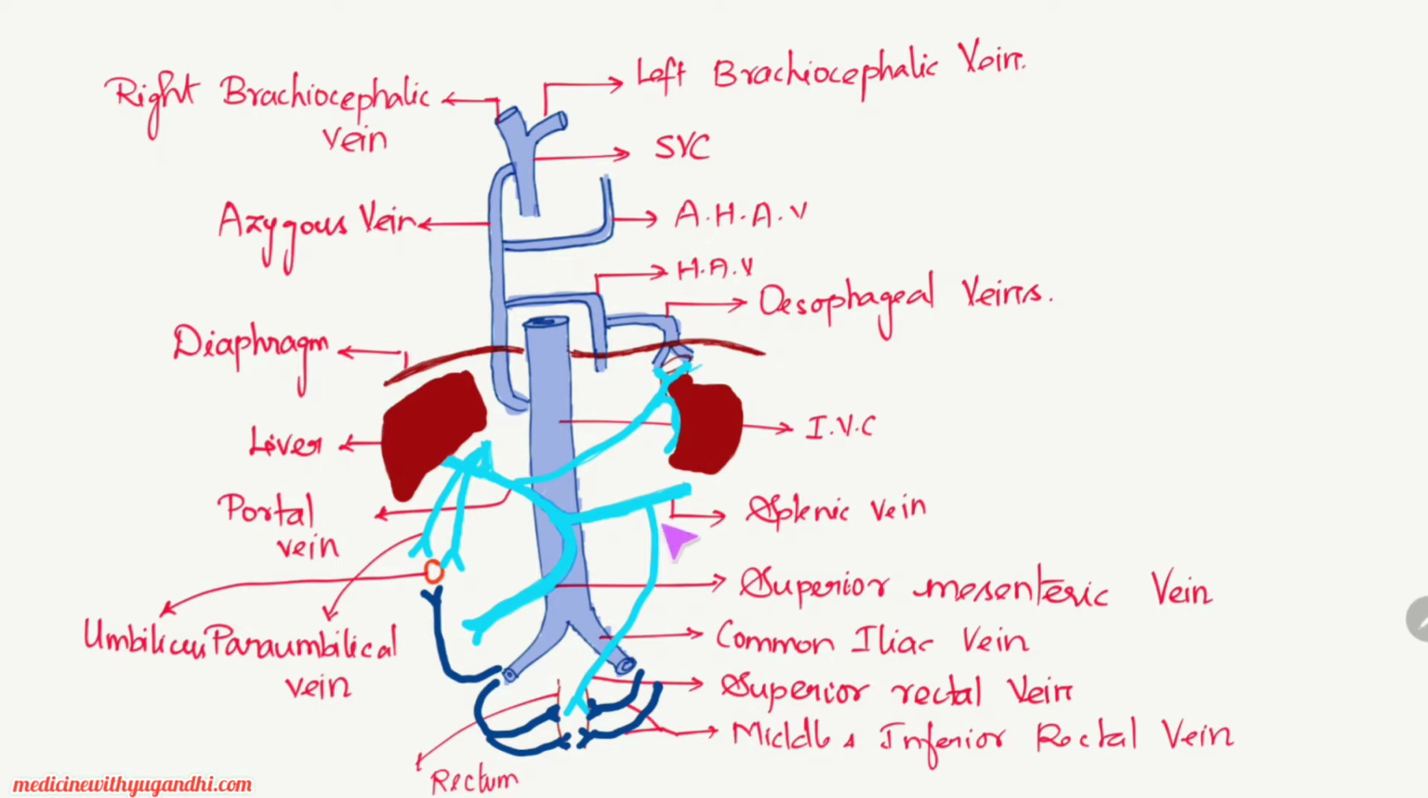So, and then see, the splenic vein together with the superior mesenteric vein, they form the portal vein. See again, the portal vein divides into the right and left branches. I am representing with a different color in order to differentiate. So this is the right and left branches of the portal vein.